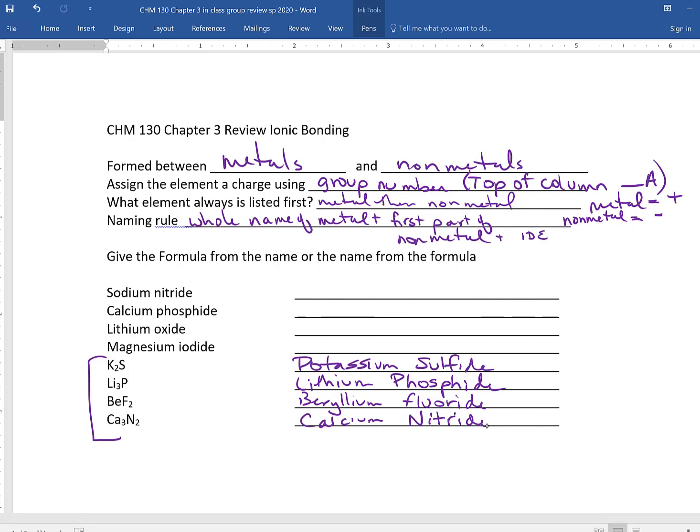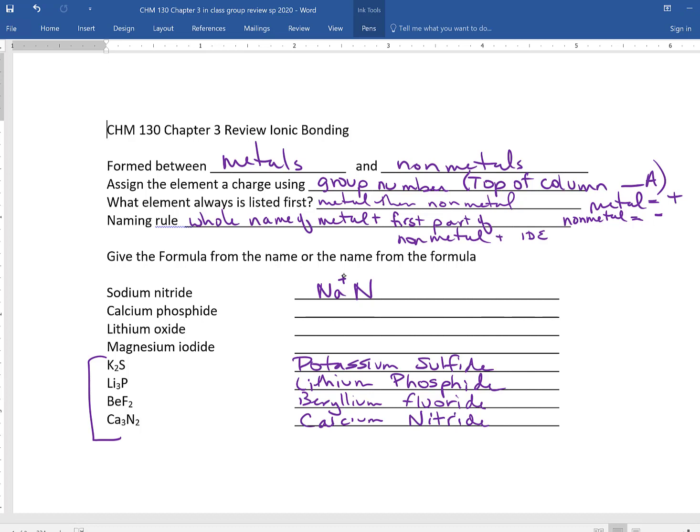So that's going from the formula to the name, very straightforward, use the same exact process every time. When you're going from the name to the formula, here you have to figure out what the ratio is based on the charge. So for sodium nitride, just list the elements. So sodium is Na, nitrogen is N. Okay? Then you need to figure out what's the charge on each one. Sodium's in group 1A, so we know it's +1. Metals are always positive, so the group number tells you the charge.